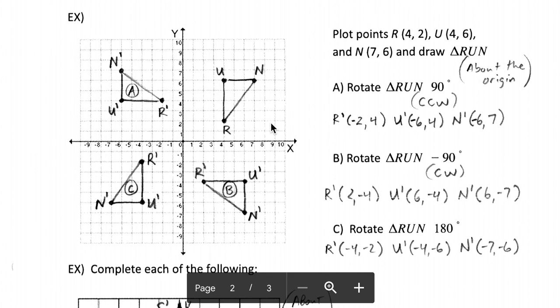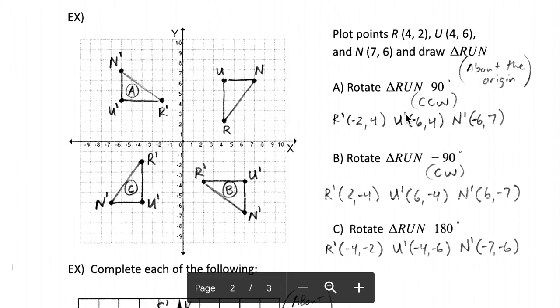All right, we're going to do it again, but this time we're going to rotate our original triangle, and we're going to rotate it -90 degrees, which is another way of saying clockwise. This negative symbol has nothing to do with the measure of the angle, it has everything to do with the direction of the angle. So positive angles go counterclockwise, and negative angles go clockwise.